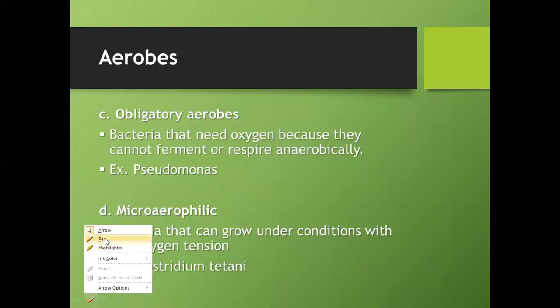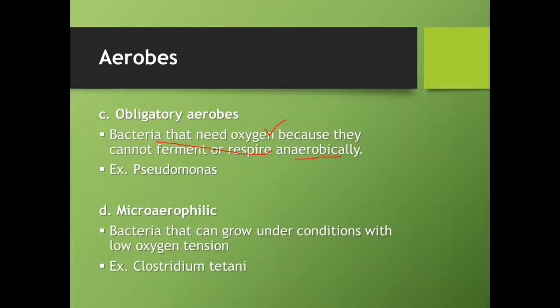Then aerobes, these are bacteria that need oxygen, because they cannot ferment or respire anaerobically. So these require oxygen for them to survive. A classical example, especially for obligate aerobes, is Mycobacterium tuberculosis. That's why you'll find that organism has a high affinity for the lungs. We also have Pseudomonas.